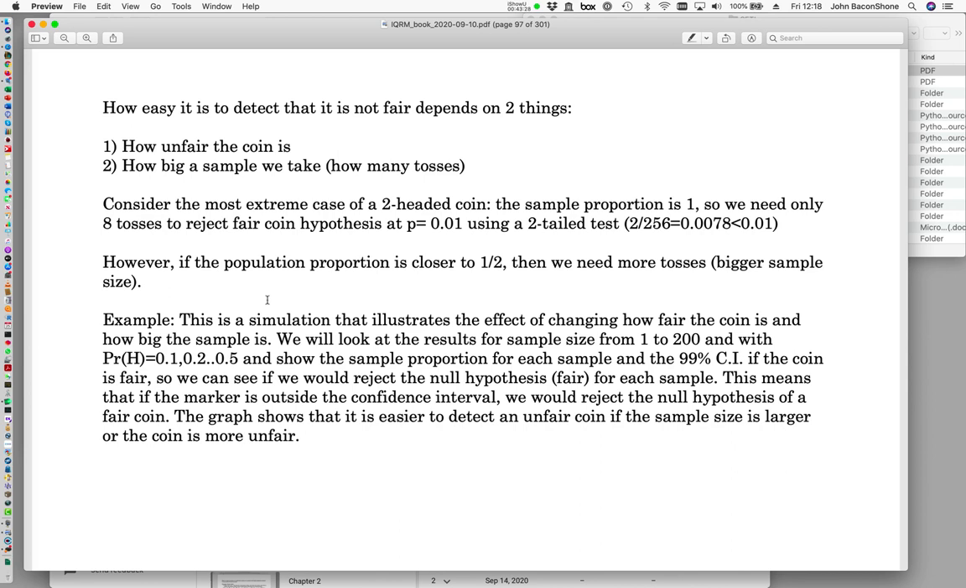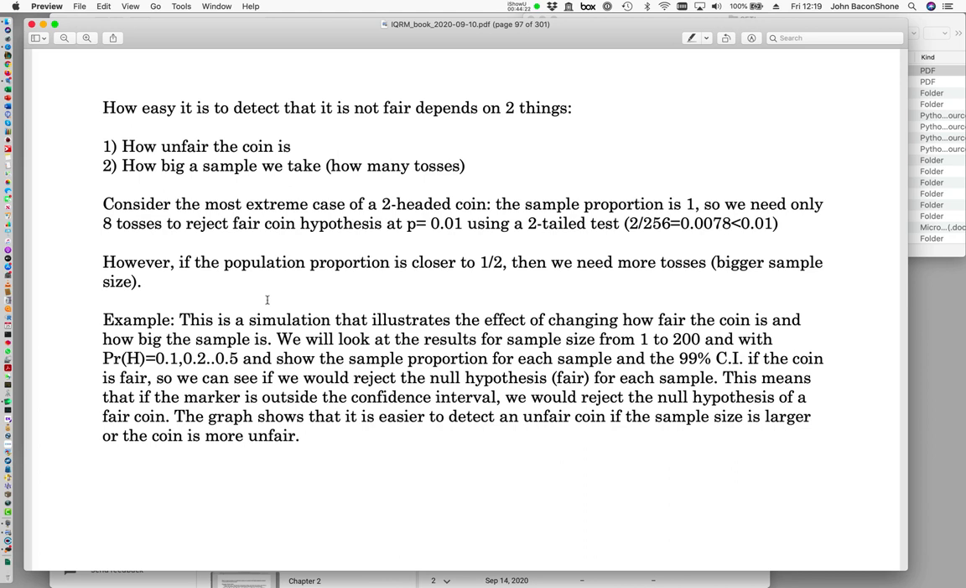It turns out we need 8 tosses to reject the fair coin hypothesis at a significance level of 1% using a two-tailed test. So where do I get that from? If we have 8 tosses, the chance of getting all heads is 1 over 256, which is 1 over 2 to the power of 8. The chance of getting all tails is similarly 1 over 256. So for a two-tailed test, all heads or all tails, we have a chance of 2 over 256, that's 1 over 128. That's about 0.8%, which is less than 1%. 7 tosses is not enough. With 7 tosses, we would fail to reject at 1%.